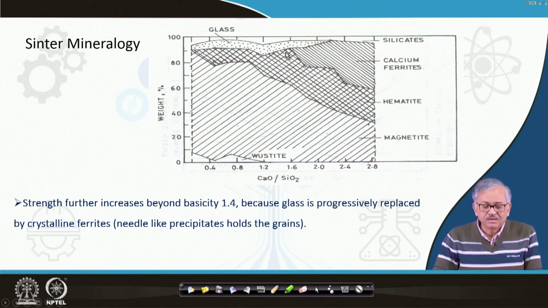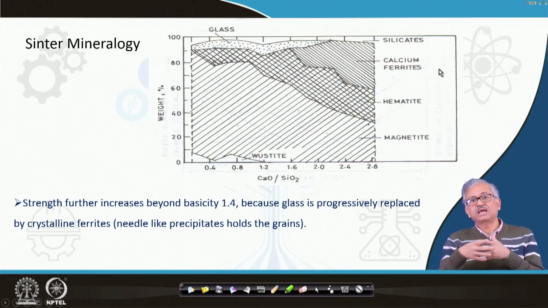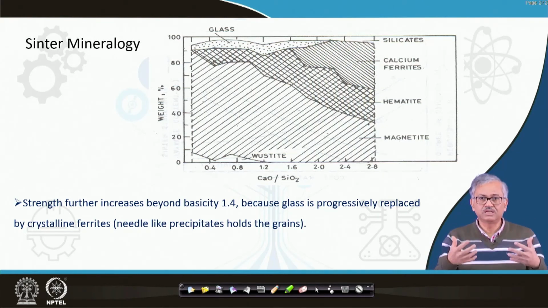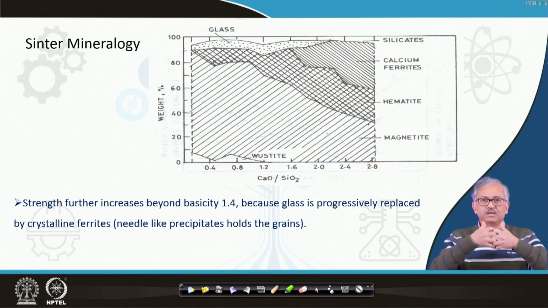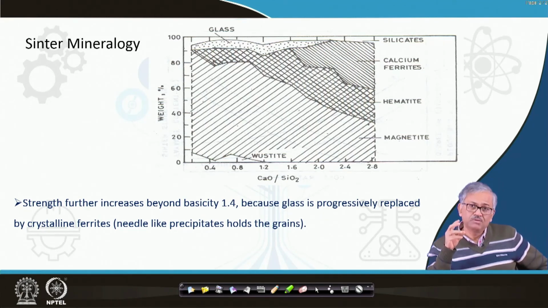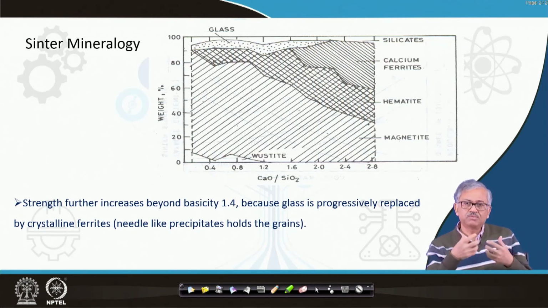And you can find beyond 1.6, a new crystalline phase is appearing, called the calcium ferrite. So, calcium silicate is getting replaced by the calcium ferrite, and calcium ferrites are very crystalline, with a needle-like structure, and they hold the particles by their structure, and then the bond becomes very strong in that case. Crystalline ferrites bond the particles together, and they are very strongly held.